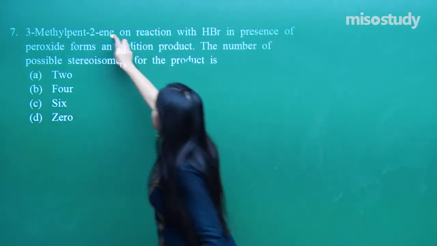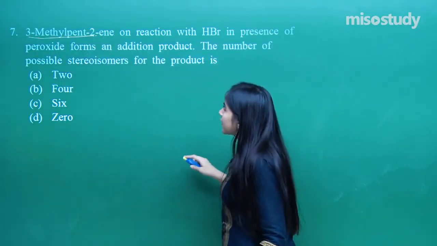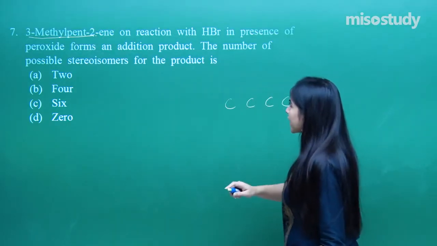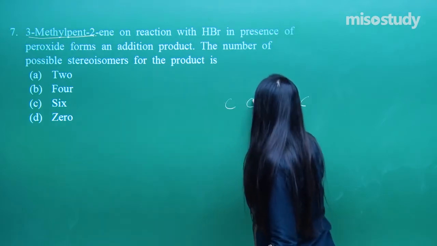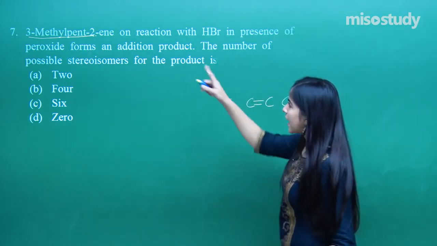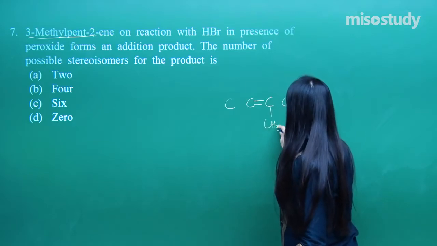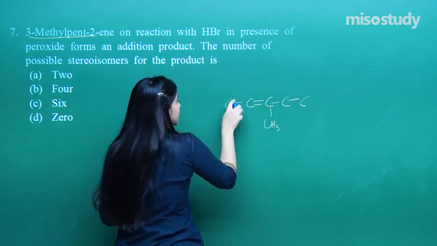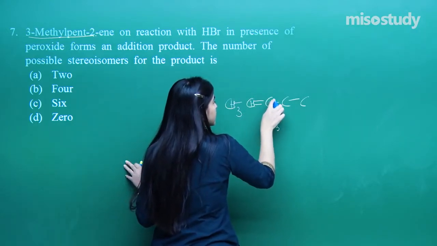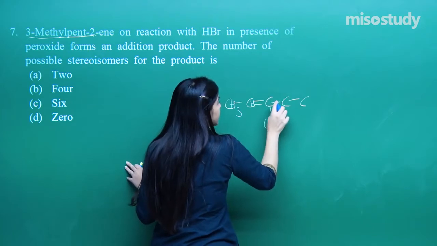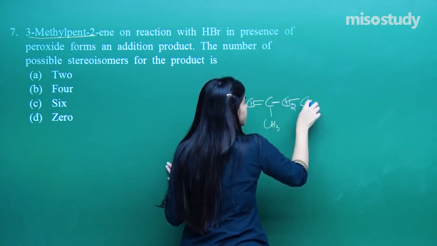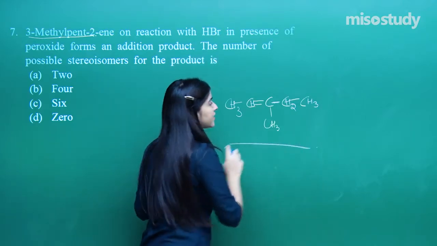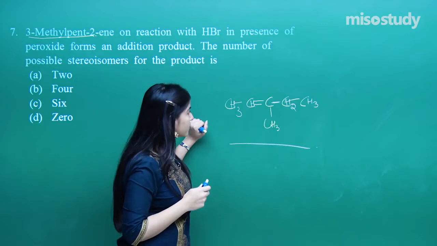So let me just draw the compound. 3-methylpent-2-ene. That means pent, 1, 2, 3, 4, 5. Pent means 5. 2-ene, that means on the second carbon I have got a double bond. And 3-methyl, that is what we have. And let me just complete the hydrogens over here. It's H3, sorry. The carbon would be exceeding the valency, which is bizarre. So here, that is our compound, what they have given.